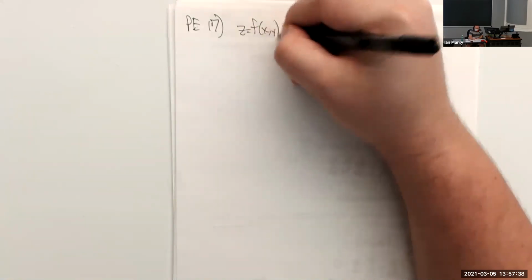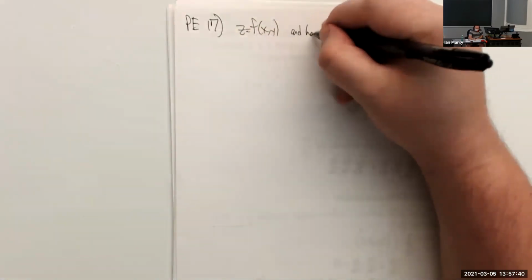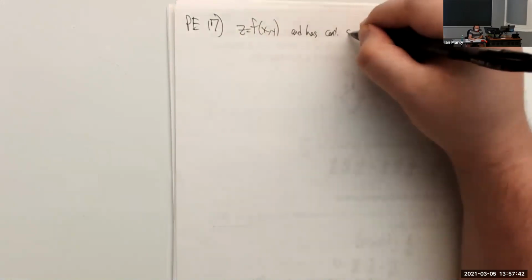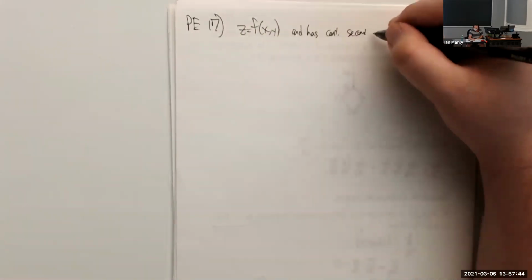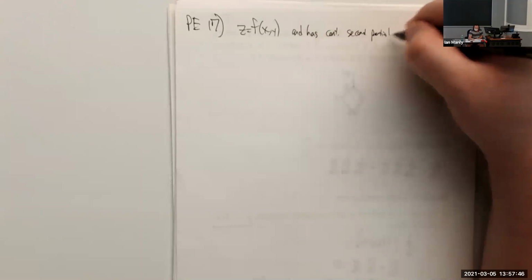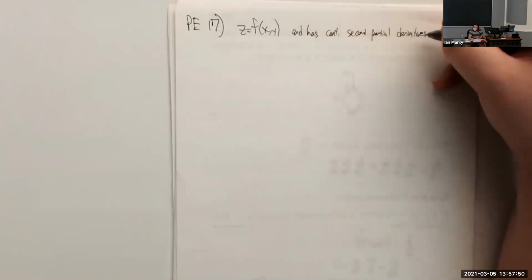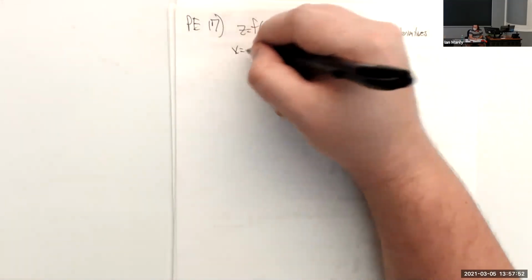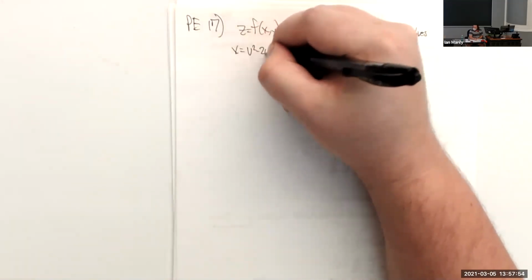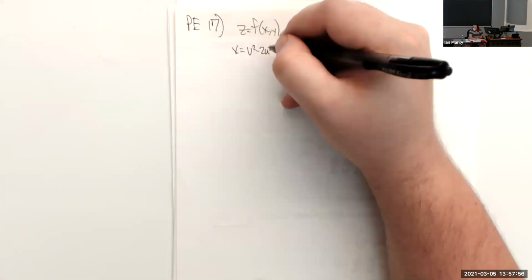So in this problem, what they give us is they tell us that z is a function of x and y and has continuous second partial derivatives. They also tell us that x is going to be v squared minus 2u squared.